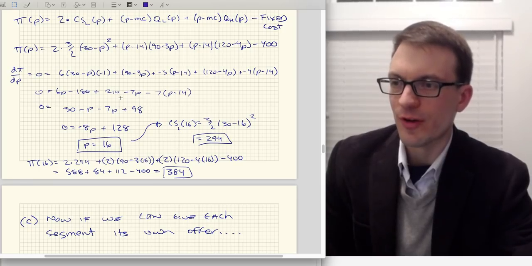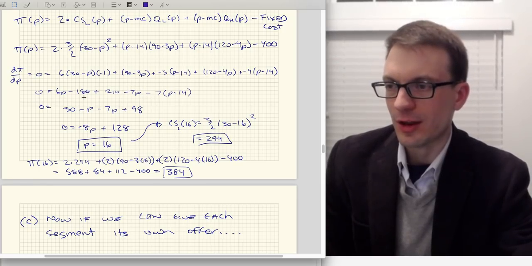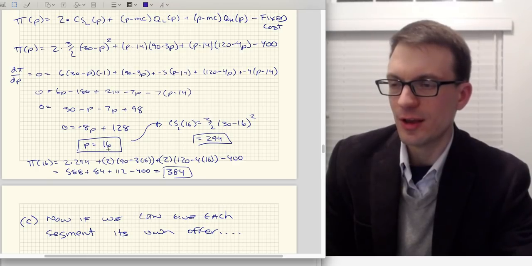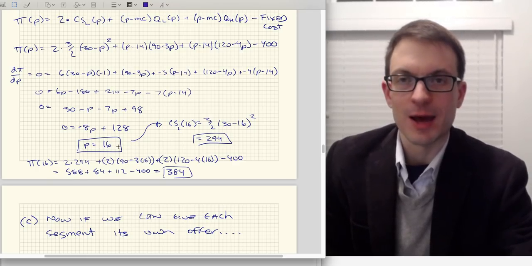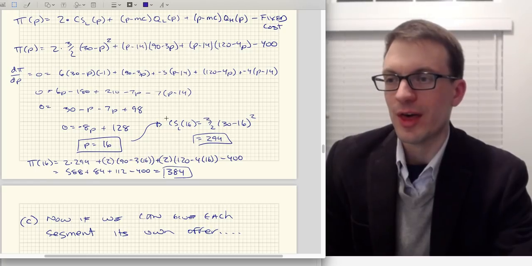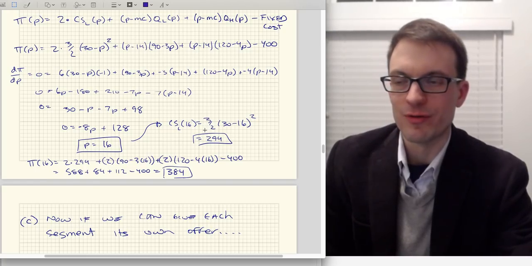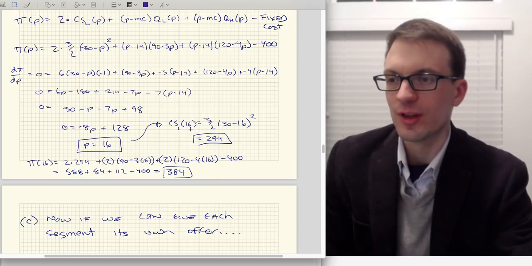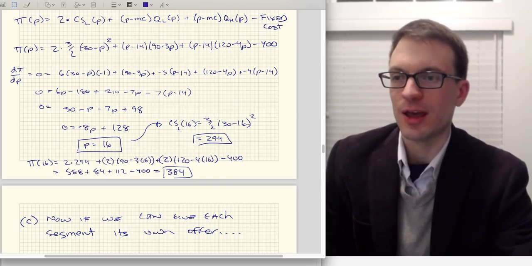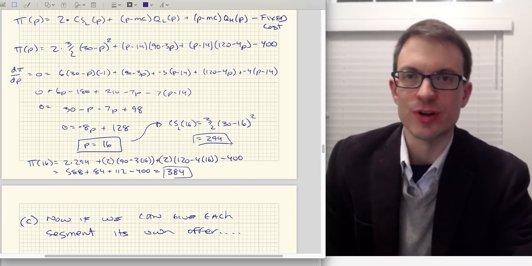But anyway, if you follow through the algebra and clean this up, it cleans up pretty nicely. We get price equal to 16. And then, okay, that's my optimal per unit price. With that, I can evaluate my consumer surplus of my low valuation consumers at that price, and I can get the optimal tariff, 294.